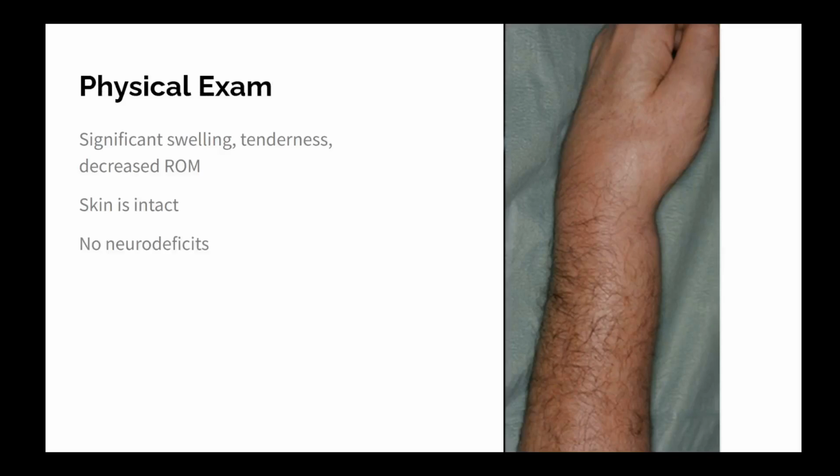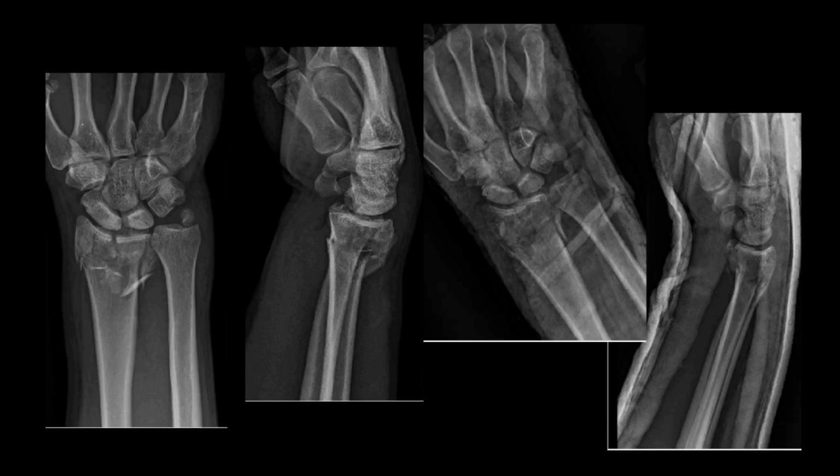He doesn't smoke. On exam, he has significant swelling, tenderness, and decreased range of motion. His skin is intact, so there's no open injuries, and he has no obvious neurodeficits. These are his initial radiographs in the emergency department. On the left, you can see the initial set of radiographs.